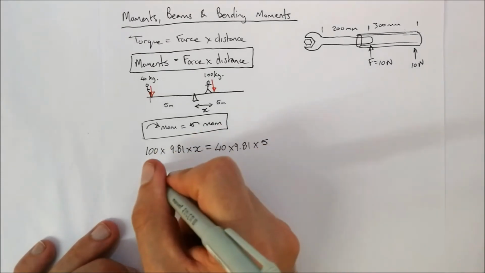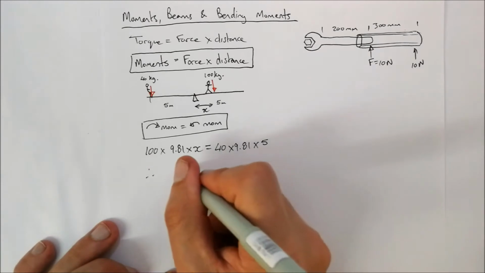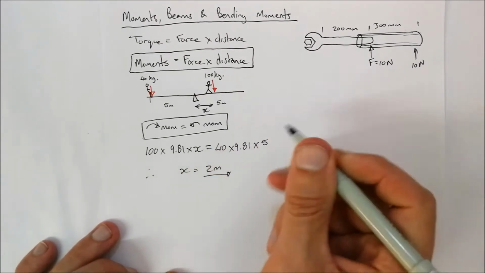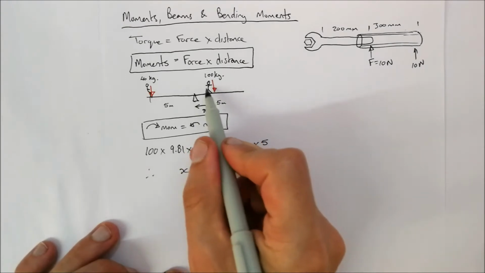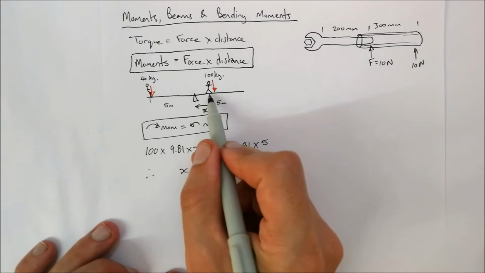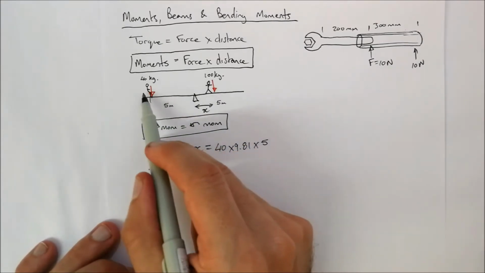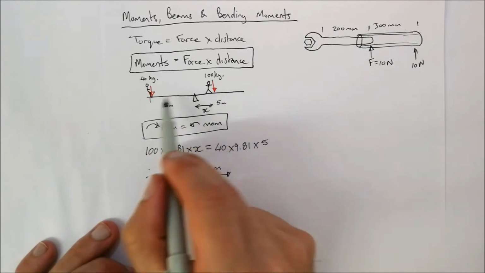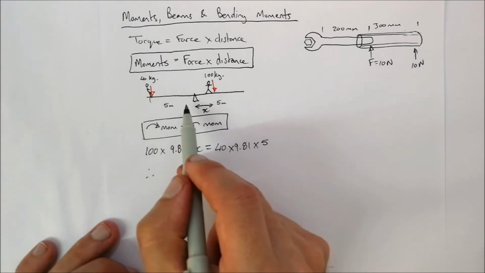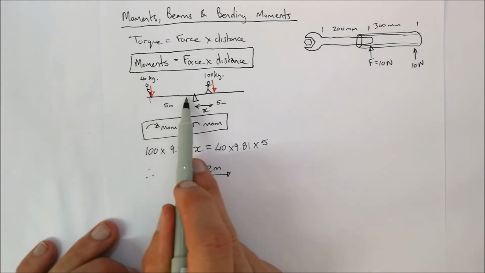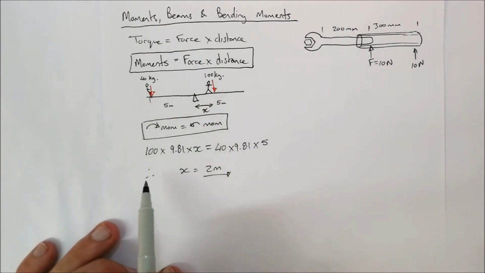Okay, and therefore, when you calculate x over there, x would be equal to 2 meters. So that would indicate that this 100 kg person would have to stand at least 2 meters away, and this 40 kg person would have to sit 5 meters away, and the seesaw would be balanced. So basically the moments on either side of this pivot point need to be the same.